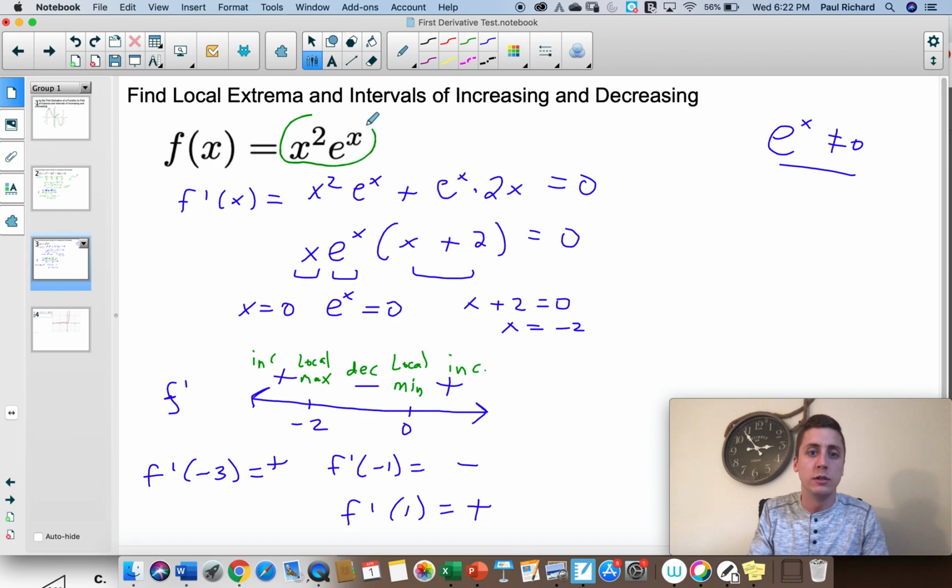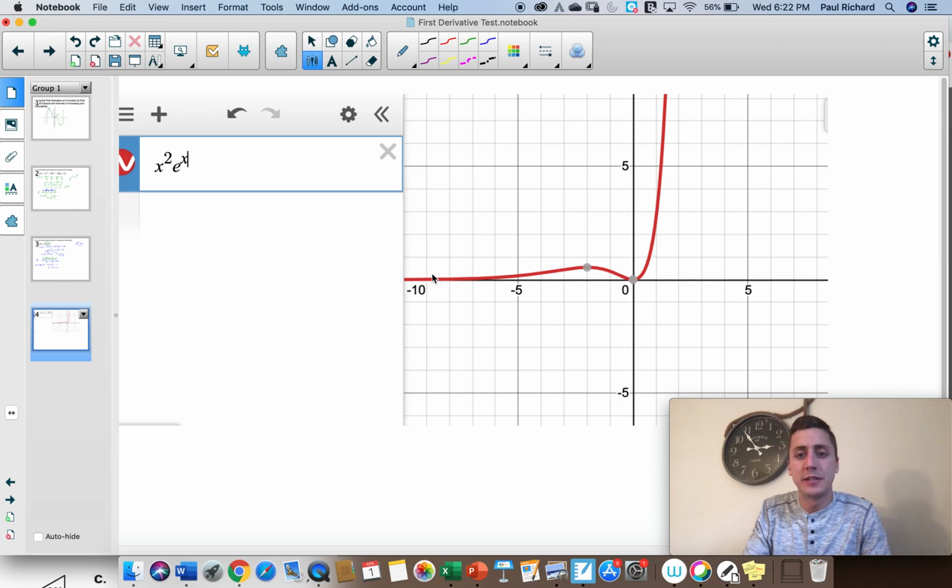I don't always do this, but I sometimes throw these things into Desmos just to see what it looks like and to double check to see if I got the right answer. It should be increasing, decreasing, increasing. Let's take a look. Sure enough, yes it is. Increases, decreases, and increases. And so that right there is the picture of that function that required the product rule.